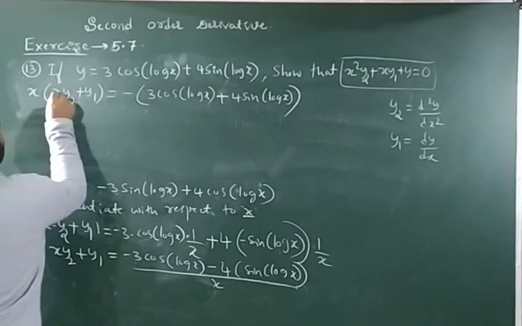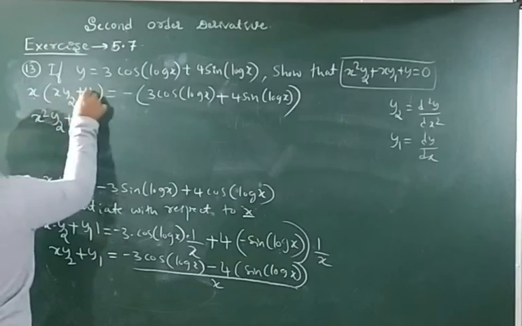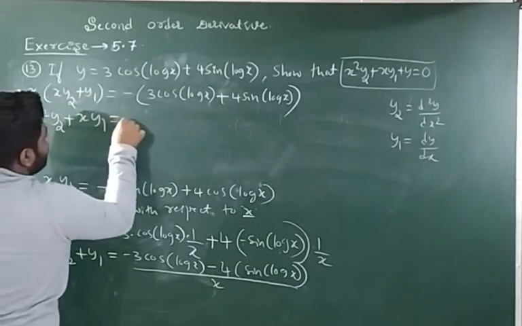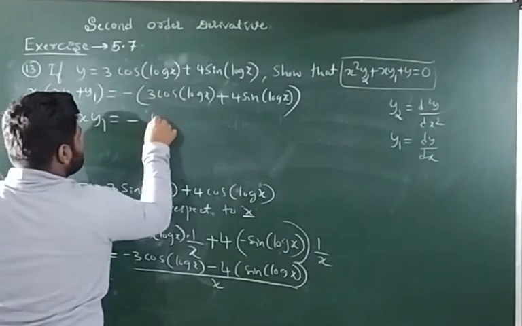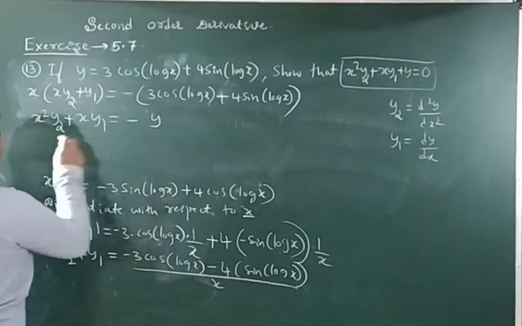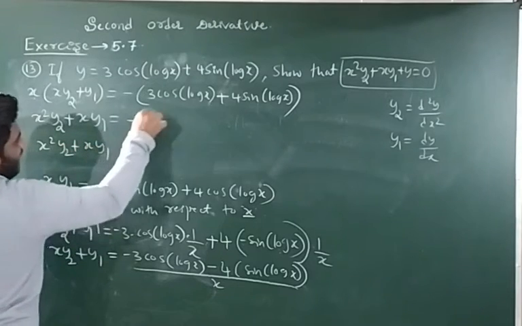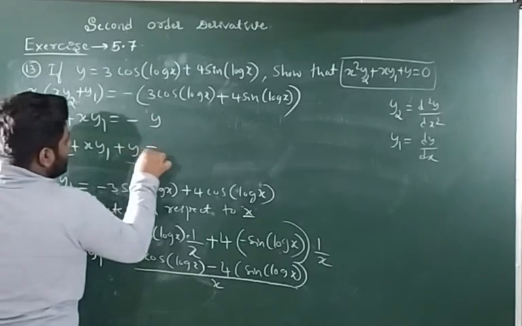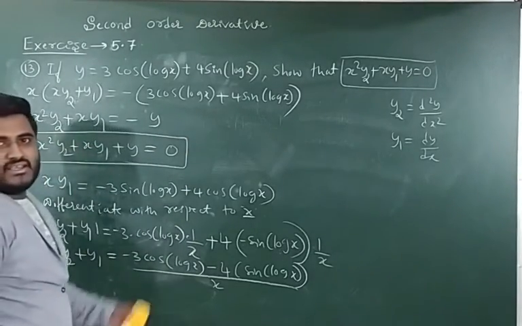So write down, multiplying this x to this side: x into x, x square y2, plus x into y1, x y1, equal to minus. This entire term is nothing but y, so you can place y here. Take this y this side: x square y2 plus x y1 plus y equal to 0. Hence proved. Hence it is proved.